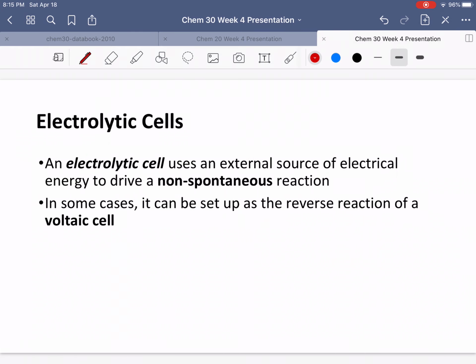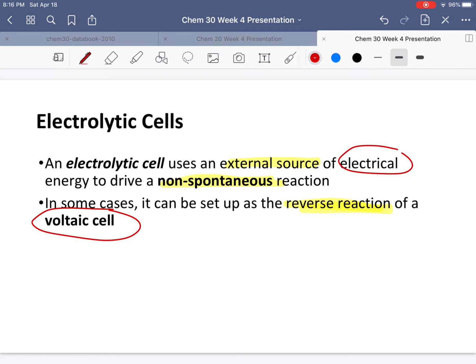Let's get into it. Now, an electrolytic cell then uses an external source of energy, and specifically it's electrical energy. And the whole point of that is to make a non-spontaneous reaction occur, to force the reaction to happen. Now, sometimes these are their own unique reactions, but other times we can honestly just make a reverse reaction happen from an original spontaneous reaction in a voltaic cell. And that's the example I'll show you first.